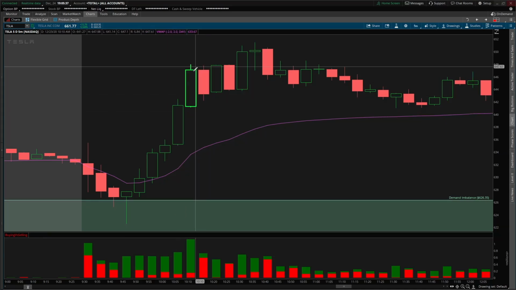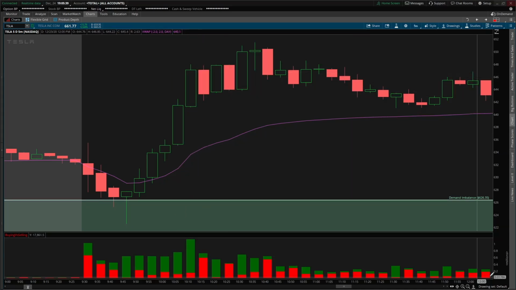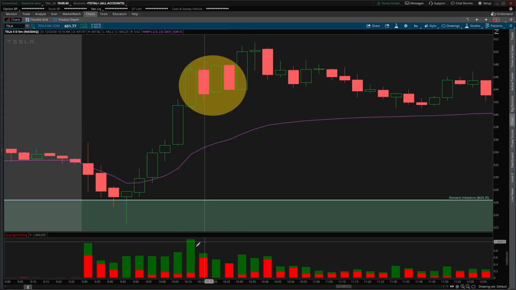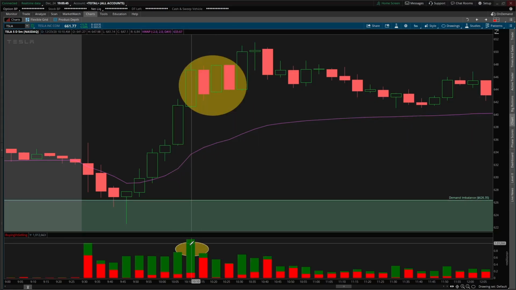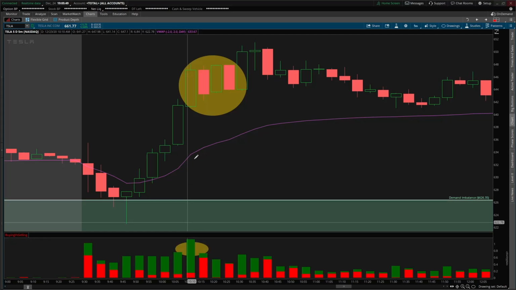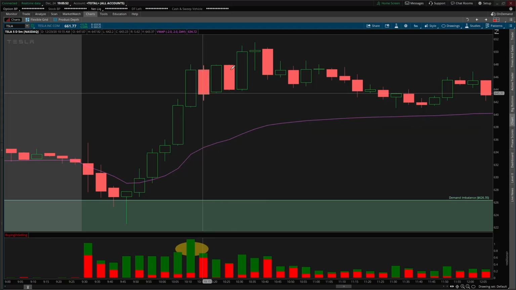Heavy volume coming through here, but no follow through. This is telling me buyers are getting exhausted. So you see this right here, and then the volume down here. It's one of the heaviest volume bars, the most volume throughout the day, and price cannot continue going higher. That is a sign that buyers are getting exhausted.